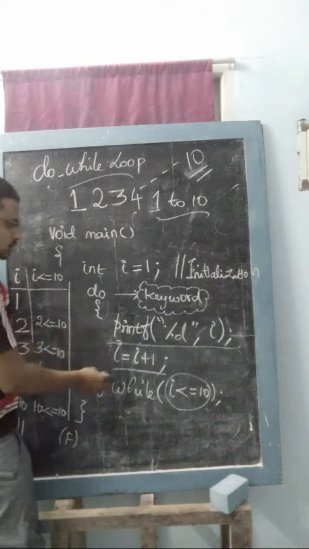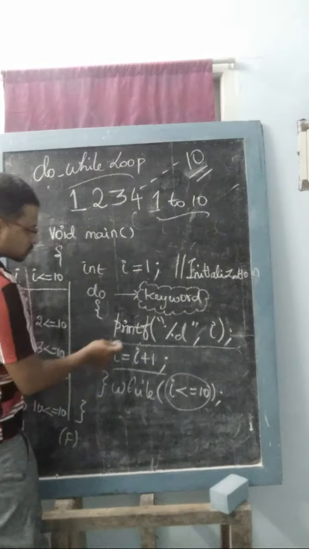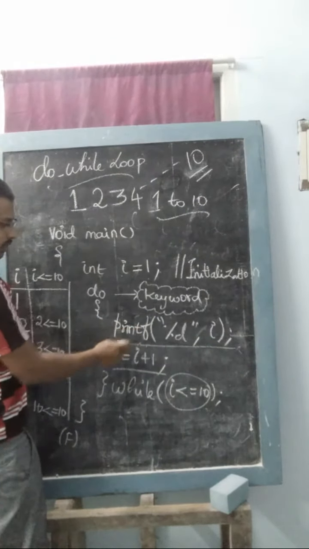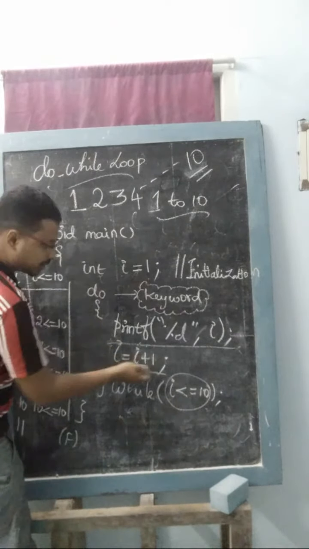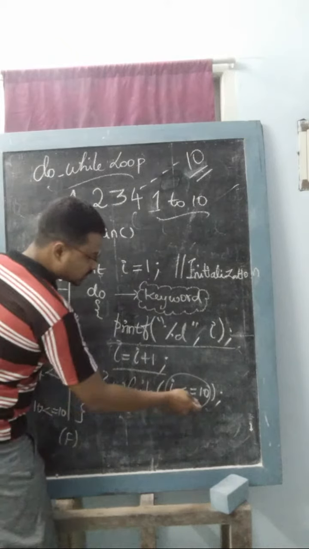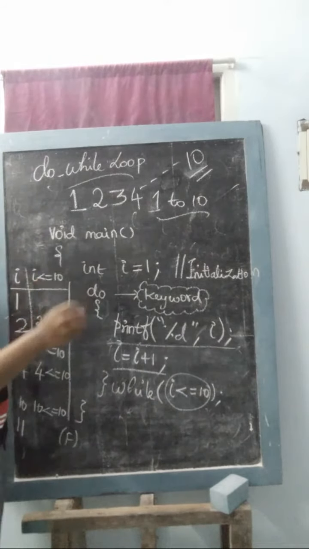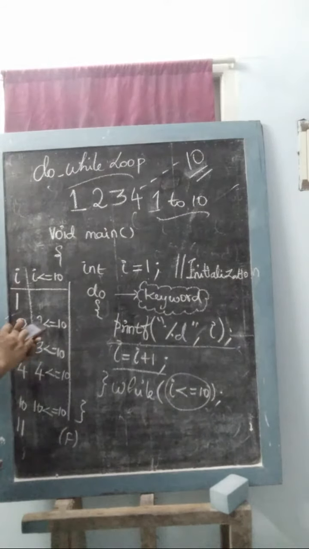And then what is the next? And this is a statement and this is an incrementation. And here this is a condition. Kindly note it down and then I'm just moving to the next one.